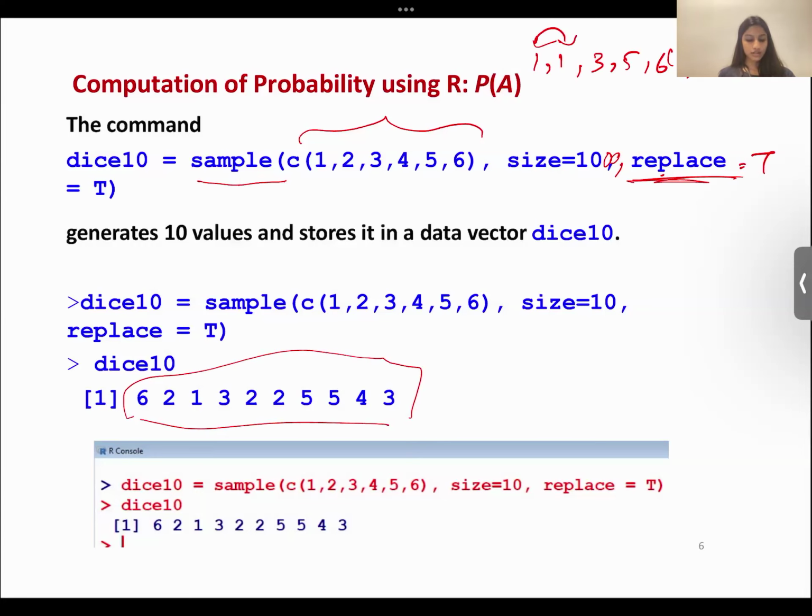Next, you want to compute the probability of occurrence of 2. So you have to count how many times 2 has occurred in this random sample. When you look at it manually, you can count that there are three 2s. So it's 3 by 10. But when you have numerous values, you cannot just manually look at the numbers and count them. So how do you do that with R?